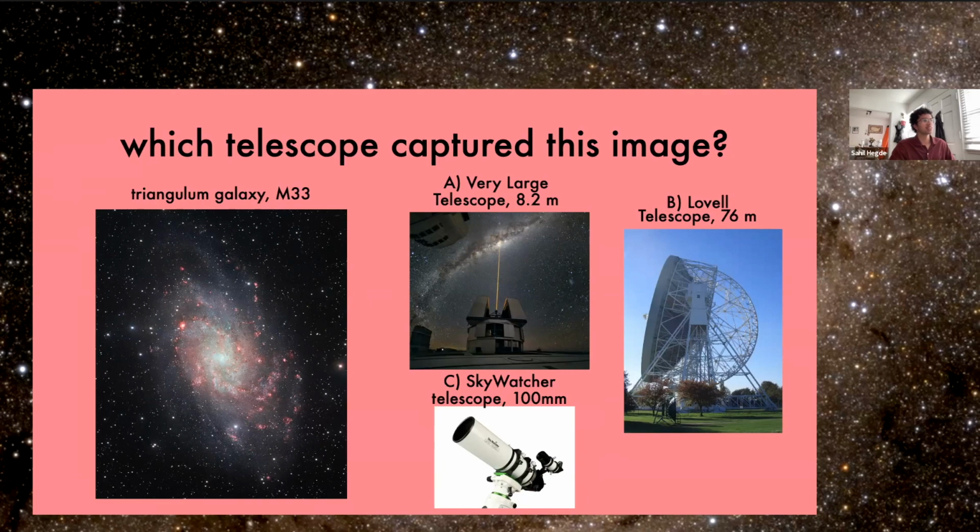So we have three choices here. We have the Very Large Telescope, which is 8.2 meters. We have the Lovell Telescope, which is 76 meters, so that's pretty big. And we have the Skywatcher Telescope, which is 100 millimeters. So see what people think. Okay, we'll end it and we'll share the results.